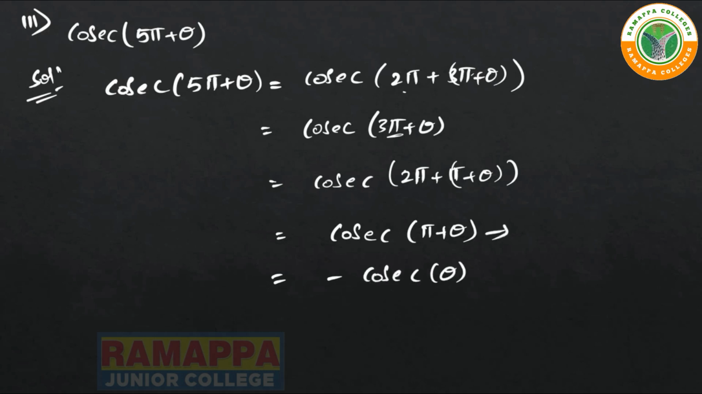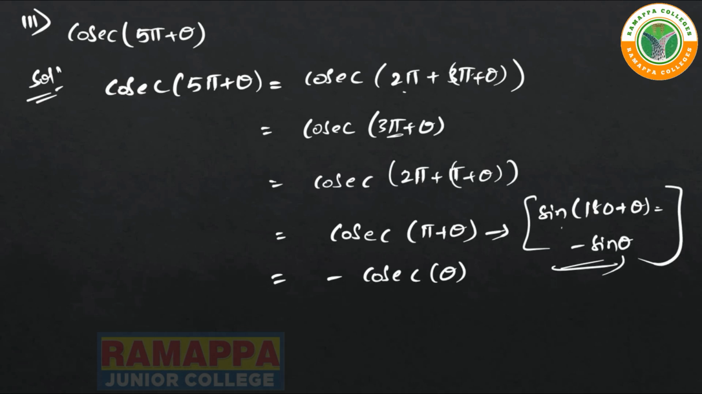So this is also one formula. Here we can say that sin of 180 plus theta is equal to minus sin theta. So this is the identity we have to take here. Cosecant is the inverse of sin theta, so cosecant theta will come here. That's why I took this example. So minus cosecant theta is the answer here.